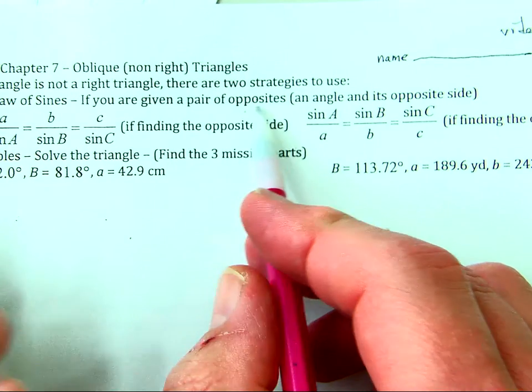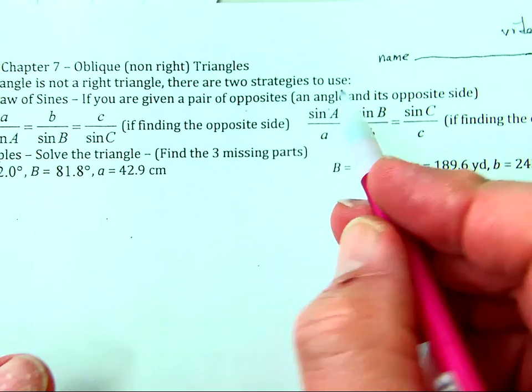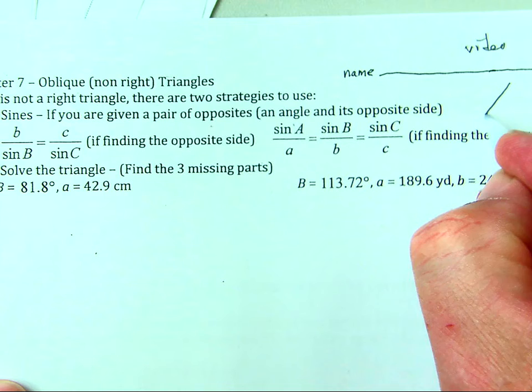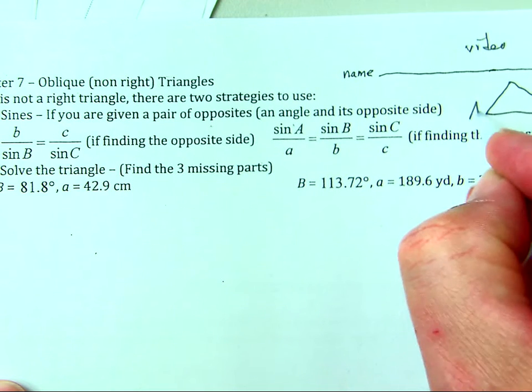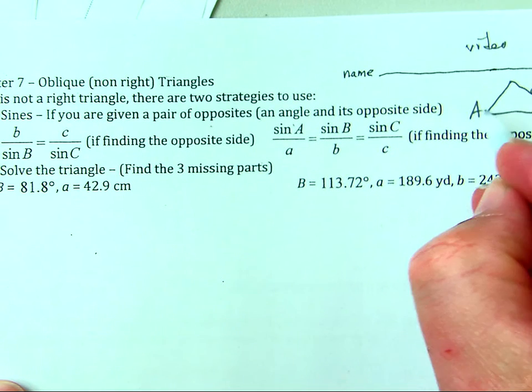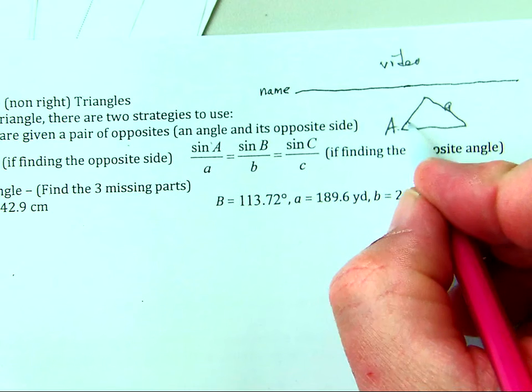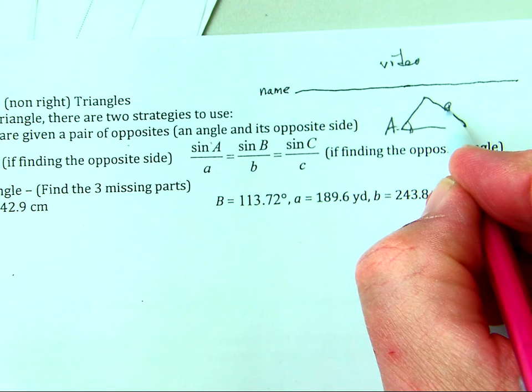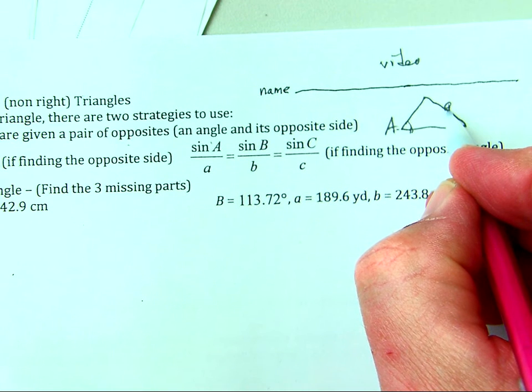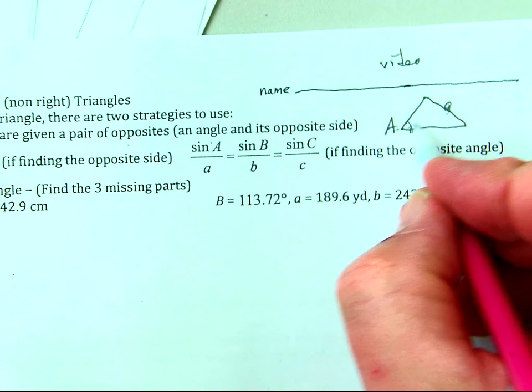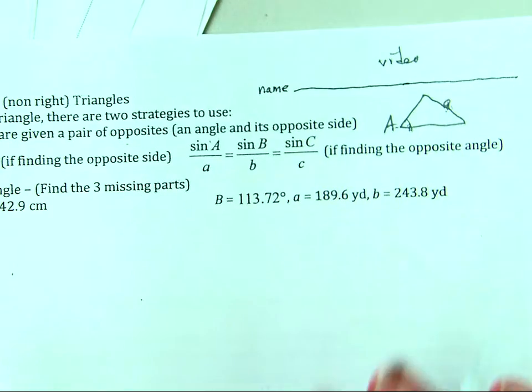Now, I use that term a lot. That means if you know an angle and its opposite side. Like if I have a triangle that looks like this. So if this is angle A and this is side A. If I know that pair, if I know angle A, if I know what its measurement is, and I know the length of side A, then I want to use the law of sines. Okay, so it's if you know a pair of opposites, an angle and its opposite side.